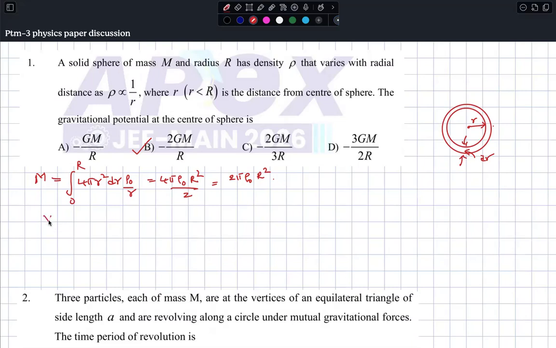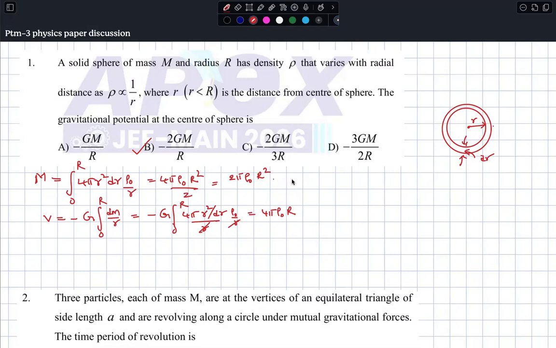Now, potential at the center is what you are asking. Every part acts as a shell. If it is a shell, at the center the potential is GM by r. So this is of mass dm, whose radius is r. I will add all such potentials. Minus G integral 0 to r, dm by r, 4 pi r square dr rho naught by r. So finally this is 4 pi rho naught r.